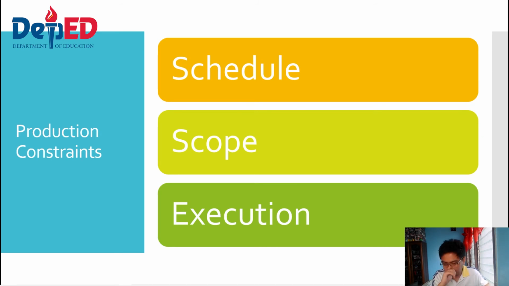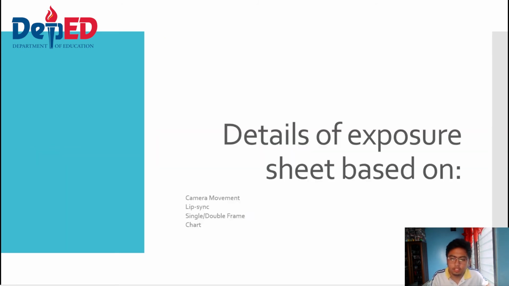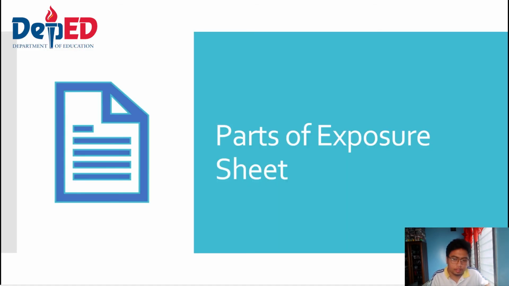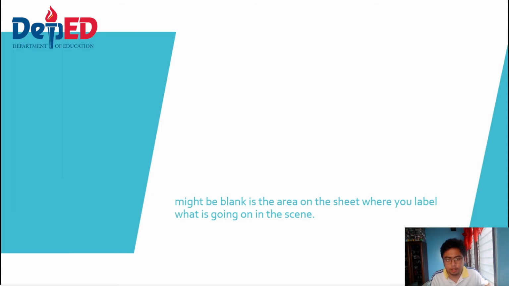Okay? Then, talk about details of the exposure sheets. Okay? So, an exposure sheet have different parts. So, the first is the action. Okay? This is the part wherein you will label what is going on in the scene. Okay? Part by part yan, column by column. So, unahin natin si action. Doon mo ilalagay, let's say, character jump. Started to jump. Okay? So, motion yan. Minsan may blanco pa. Ibig sabihin, nag-stay sa position.